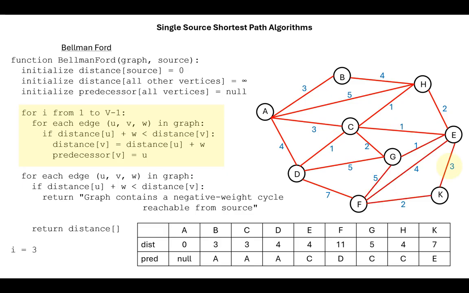Next, we can consider E to K, so that's going to be 4 plus 3, which is 7. We can consider E to F. Now, E had a weight of 4, plus 4 is 8, which is better than the 11, so we've changed that now. See, it was 11, now it's 8.